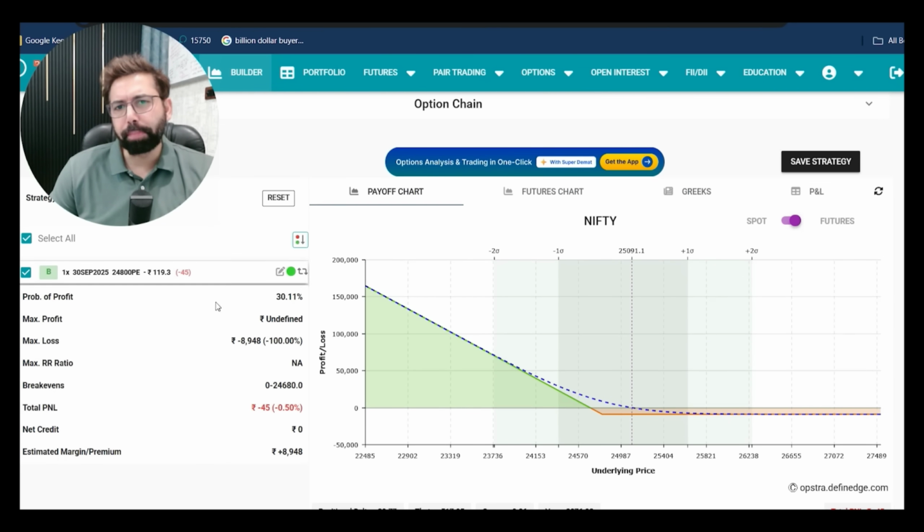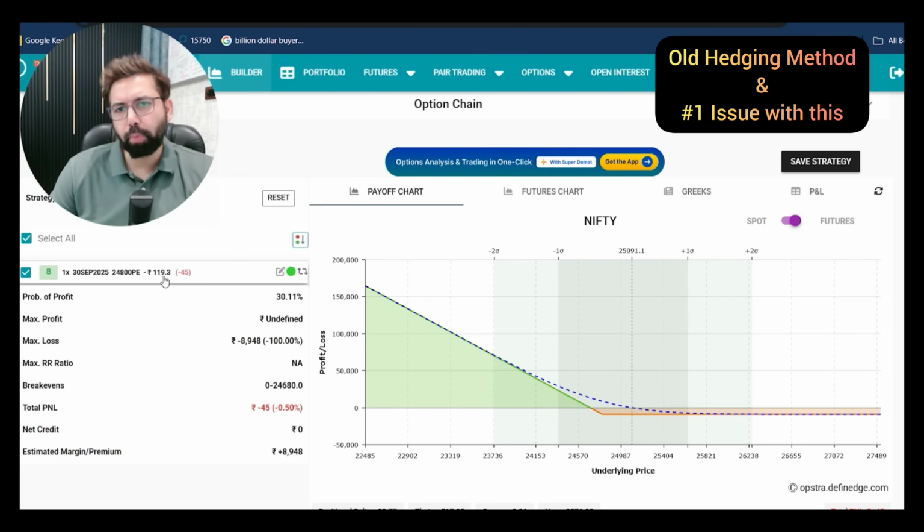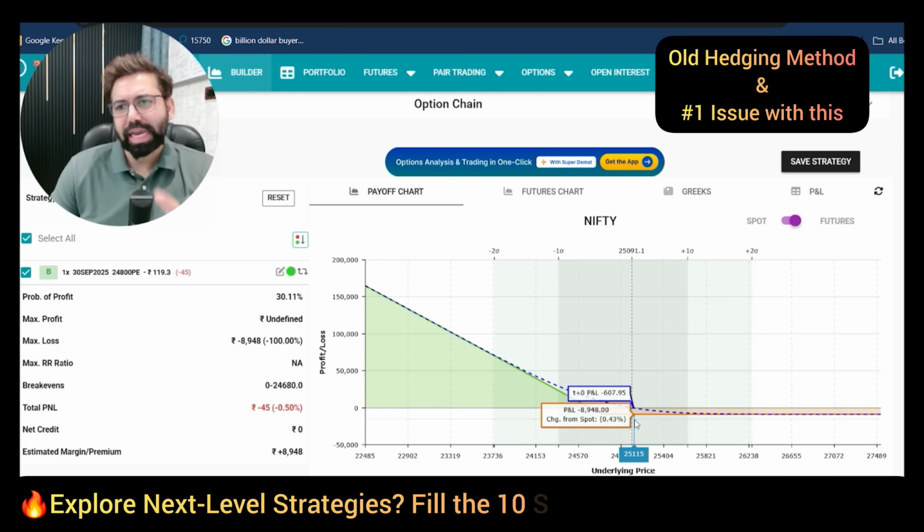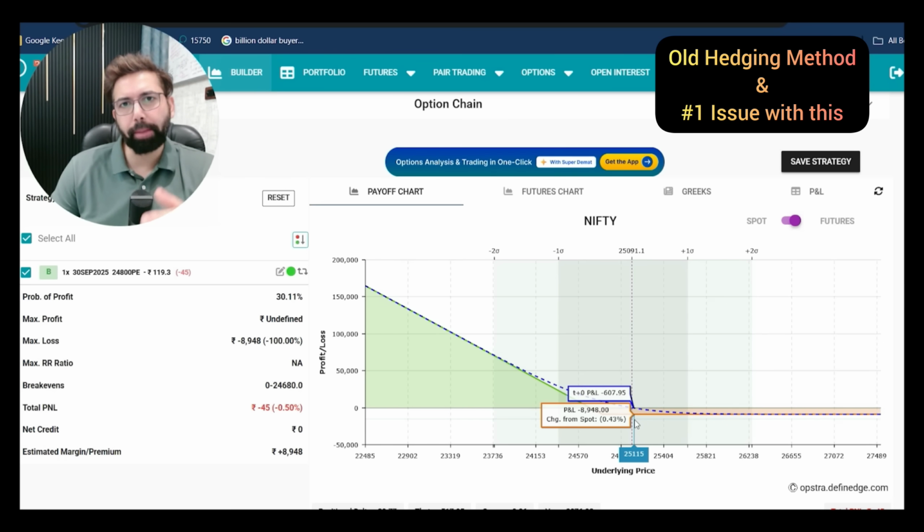So suppose we buy a put which is trading at 119.3. What you find here is that if the market stays where it is, there is going to be theta decay, because we have bought a put option. This theta decay is not good for us. Also, you see the loss is on the tune of approximately 9,000.